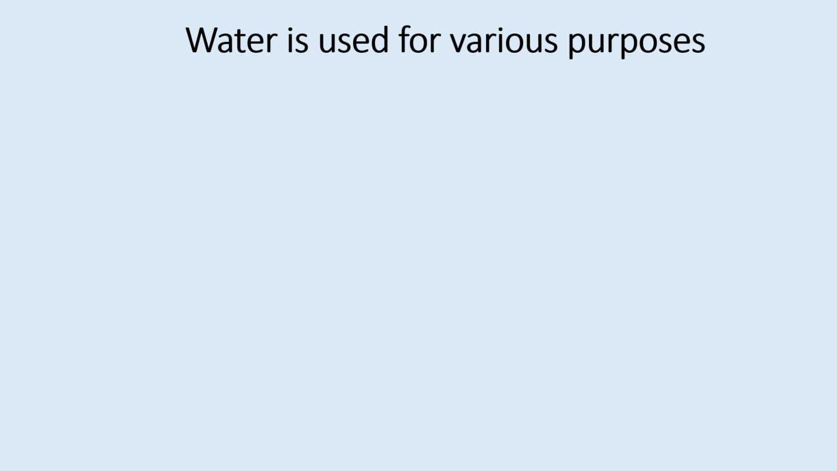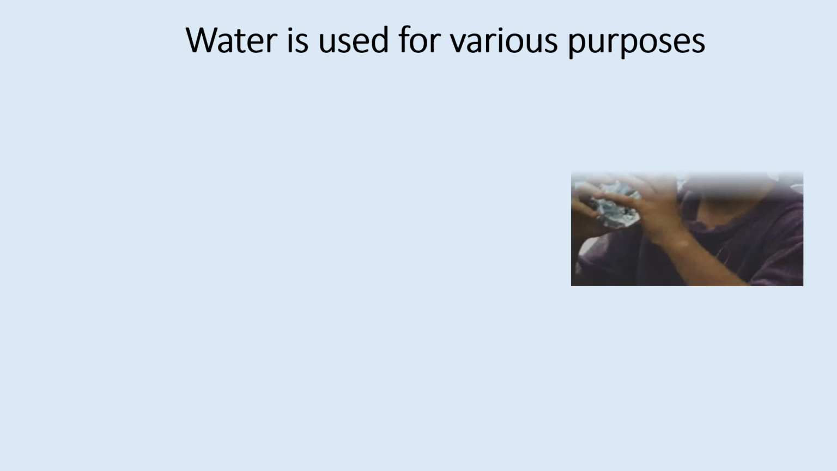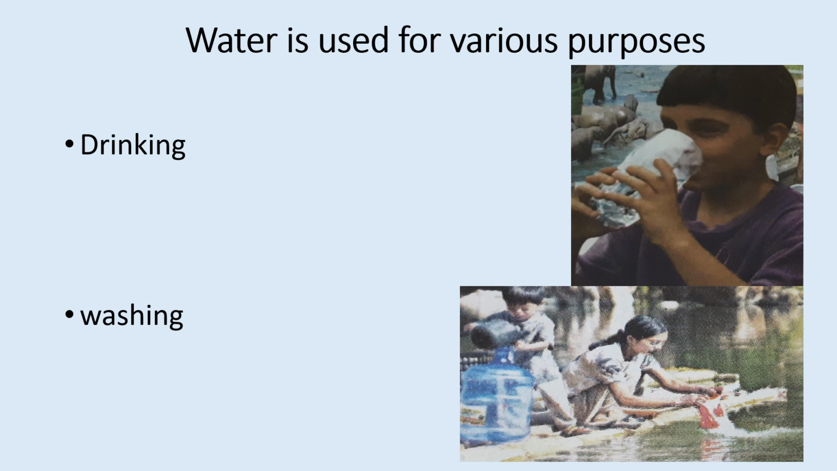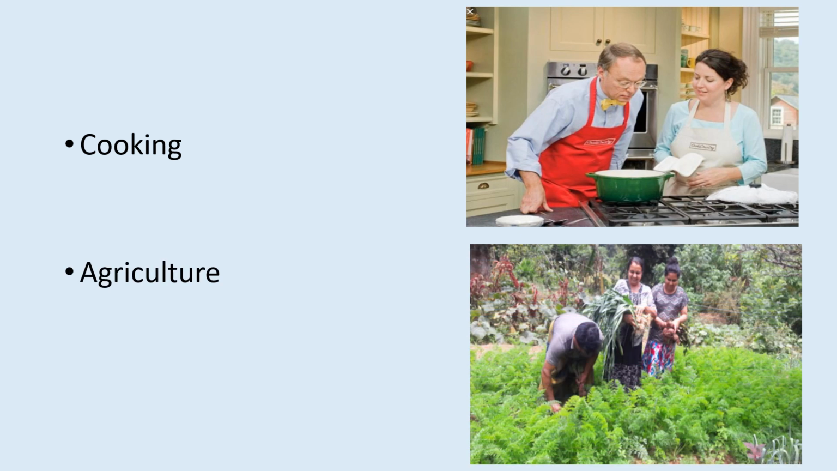Water is used for various purposes. Let's see what they are. Mainly, we need water for drinking purpose. And we need water to wash our clothes and other things. We need water for cooking. And of course, we need water for agricultural purposes.